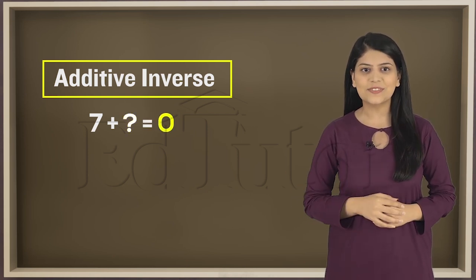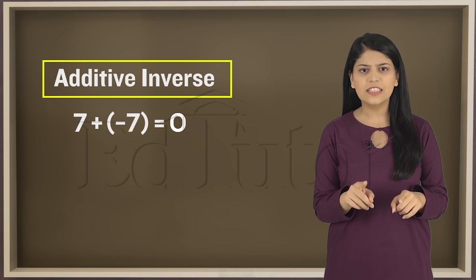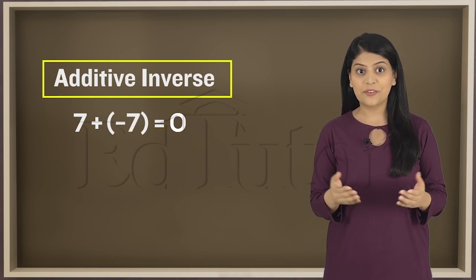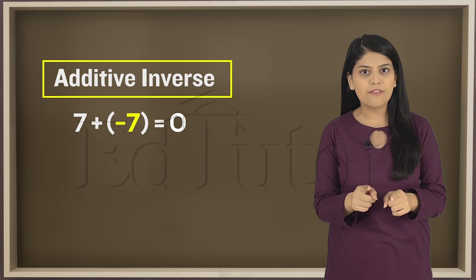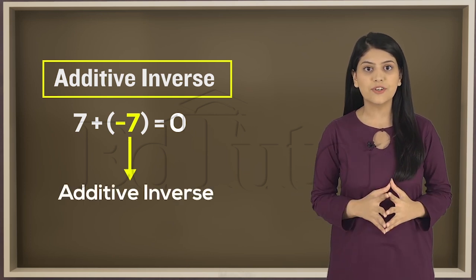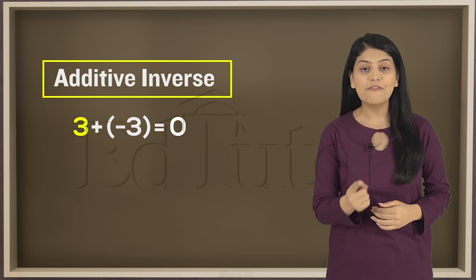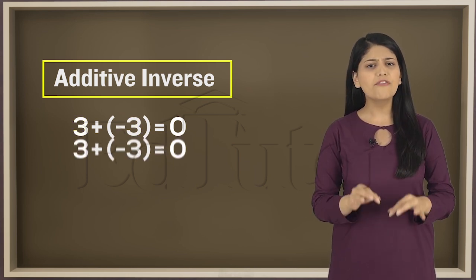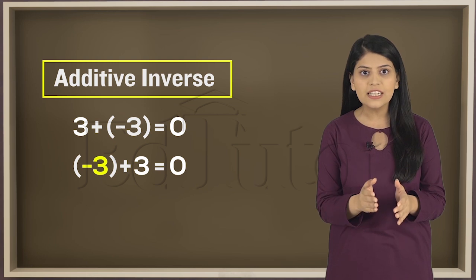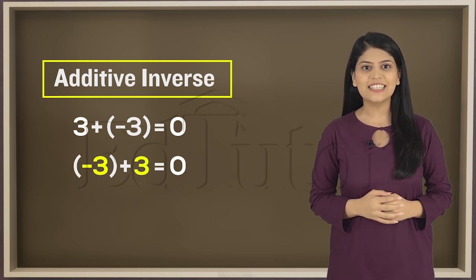That is 0. Negative 7. Too obvious to tell, right? So, negative 7 will be called the additive inverse for 7. Similarly, the additive inverse of 3 will be negative 3. Or we can even say that for negative 3, the additive inverse is 3. Simple.